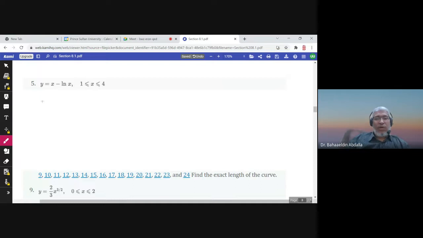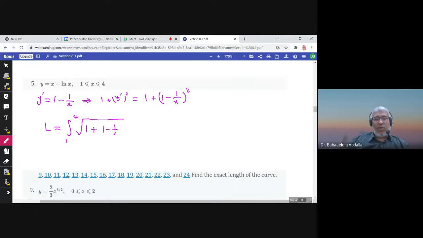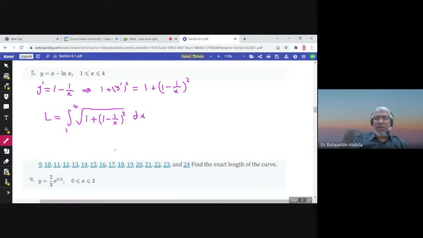Here I have y, I need y prime. Y prime is 1 minus 1 over x, and 1 plus y prime squared would be 1 plus (1 minus 1 over x) to the power 2, and then L would be the integral from 1 to 4 of the square root of 1 plus (1 minus 1 over x) to the power 2 dx, and this is the answer. He said set up the integral, so that's the integral.